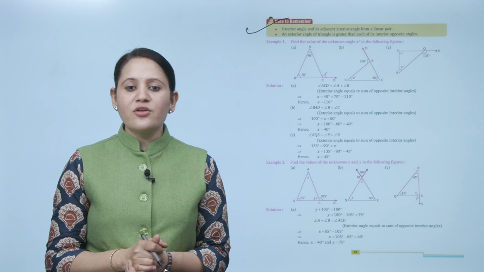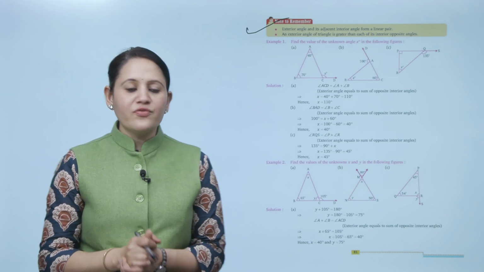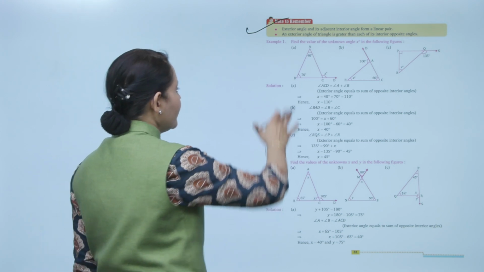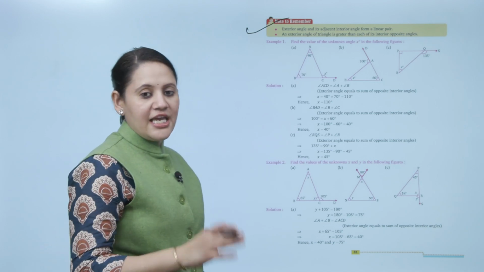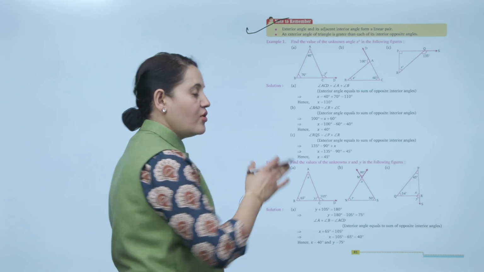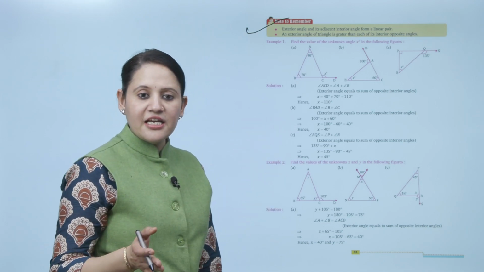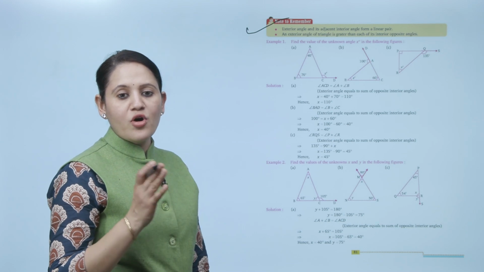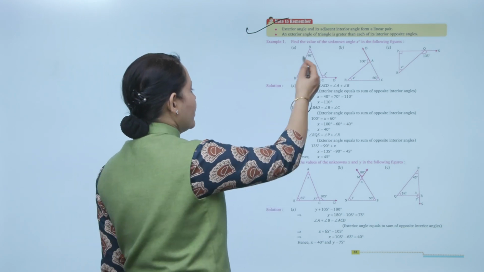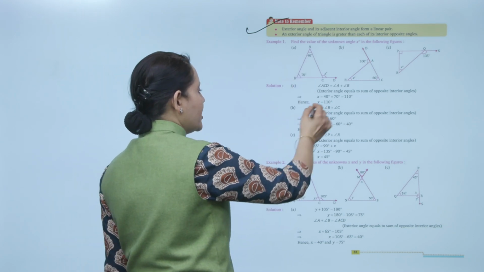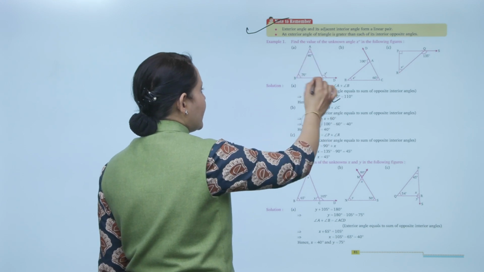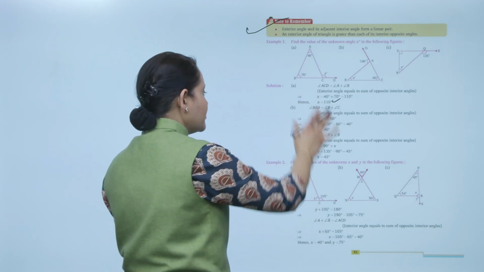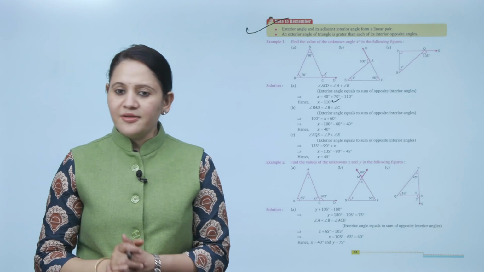Find the value of unknown angle x in the following figure. So here we have to find the value of exterior angle x. As we know, in a triangle the exterior angle is equal to the sum of two opposite interior angles. So 40 plus 70 equals 110. So angle ACD, x degrees, equals 110 degrees. Clear?